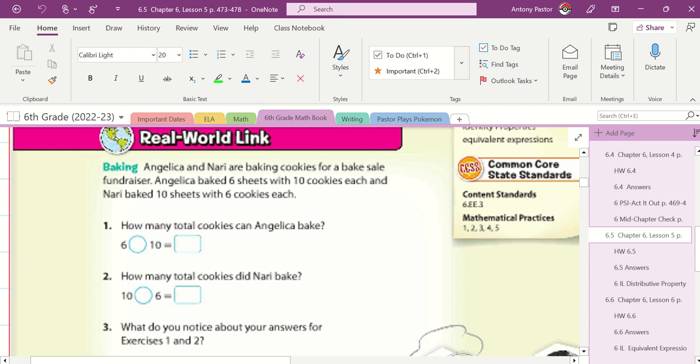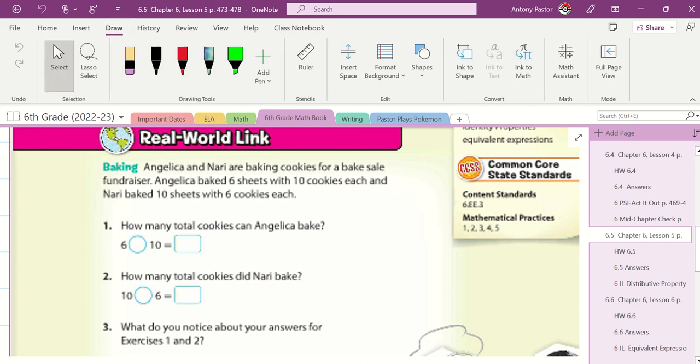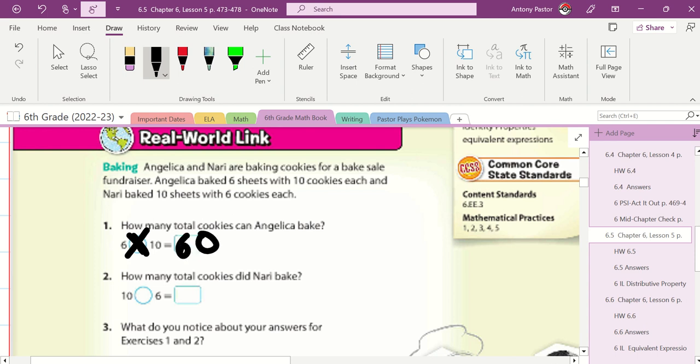Angelica and Nari are baking cookies for a bake sale fundraiser. Angelica baked 6 sheets with 10 cookies each, and Nari baked 10 sheets with 6 cookies each. How many total cookies can Angelica bake? So, if Angelica is baking 6 sheets with 10 cookies each, we are multiplying. Let's see if our digital whiteboard will let us write today. There we go. 6 times 10 is 60. She will have 6 sheets of cookies with 10 on each sheet. She will have 60 cookies.